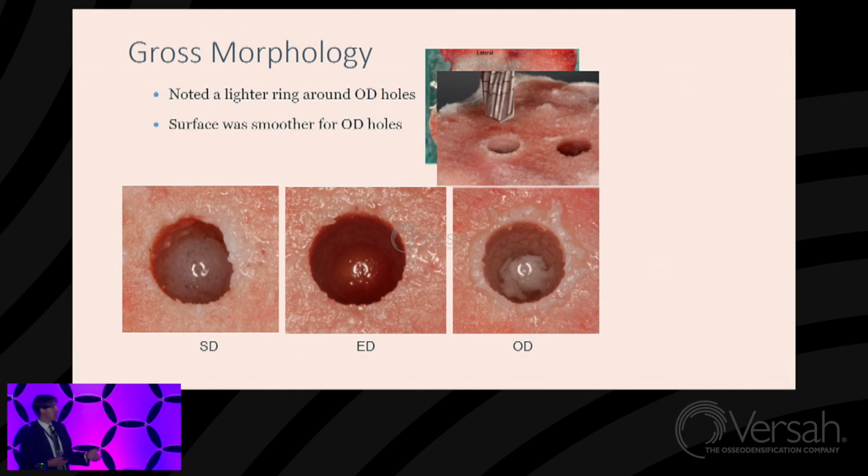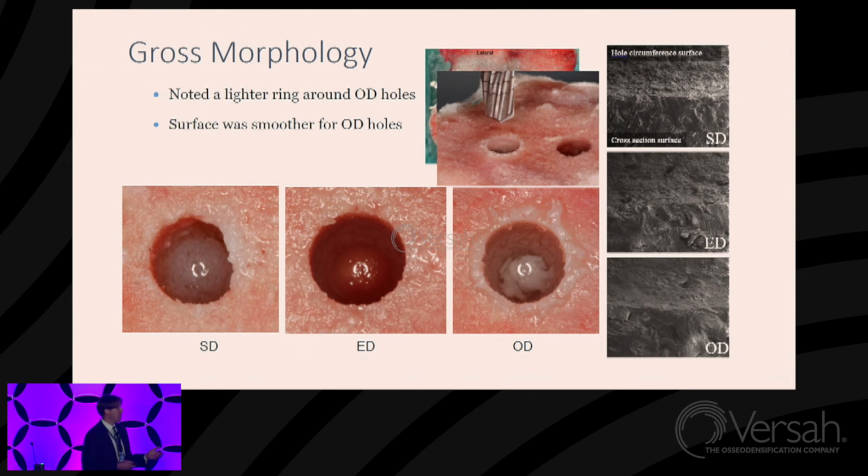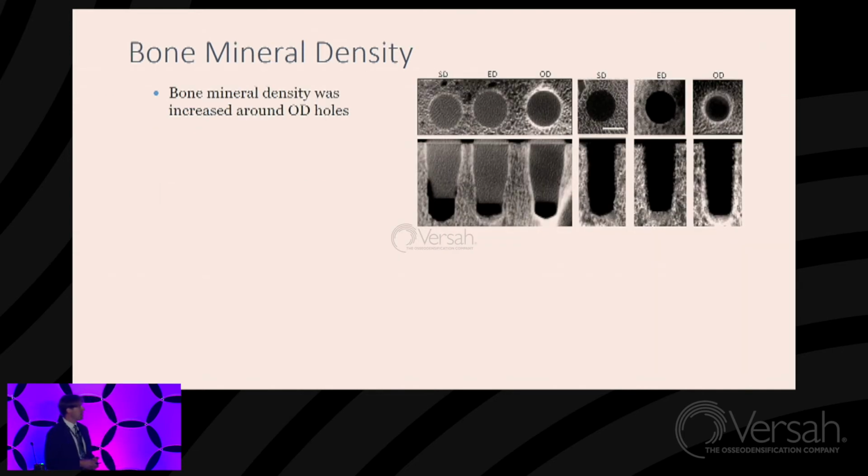And we also noticed that the interior surface along the edge of the hole was smoother, and that showed itself on scanning electron microscopy as well. We had a smoother hole that's due to the autograft particles going into the trabecular pores. On bone mineral density, there's clearly an increase, this halo of brighter CT image around the osseodensification holes. And that also occurs at the apex of the hole.